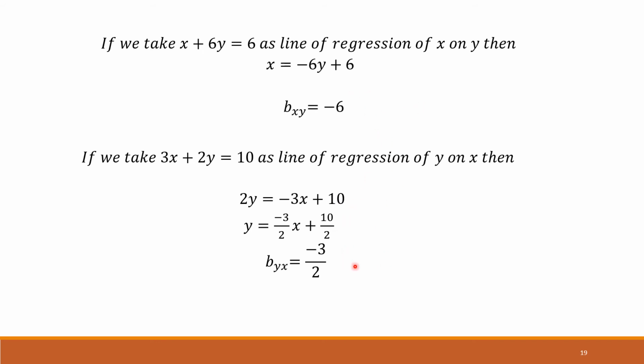This is also greater than 1, less than minus 1 we can say. It is not lying between minus 1 and plus 1. Which means that if I calculate r, the r value will not lie between minus 1 and plus 1, which means that whatever lines we have assumed are wrong. So now we have to take this line as the line of regression of y on x, and this we have to take as the line of regression of x on y.